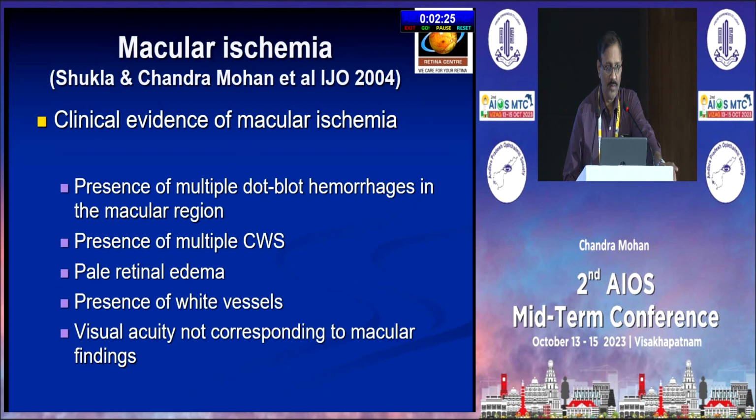So the next maculopathy is macular ischemia. Dr. Shukla and I have published in IJO the clinical features of macular ischemia in diabetic macular edema: presence of multiple dot and blot hemorrhages in the macular area, presence of multiple cotton wool spots, pale retinal edema, presence of white vessels, and visual acuity not corresponding to the edema.